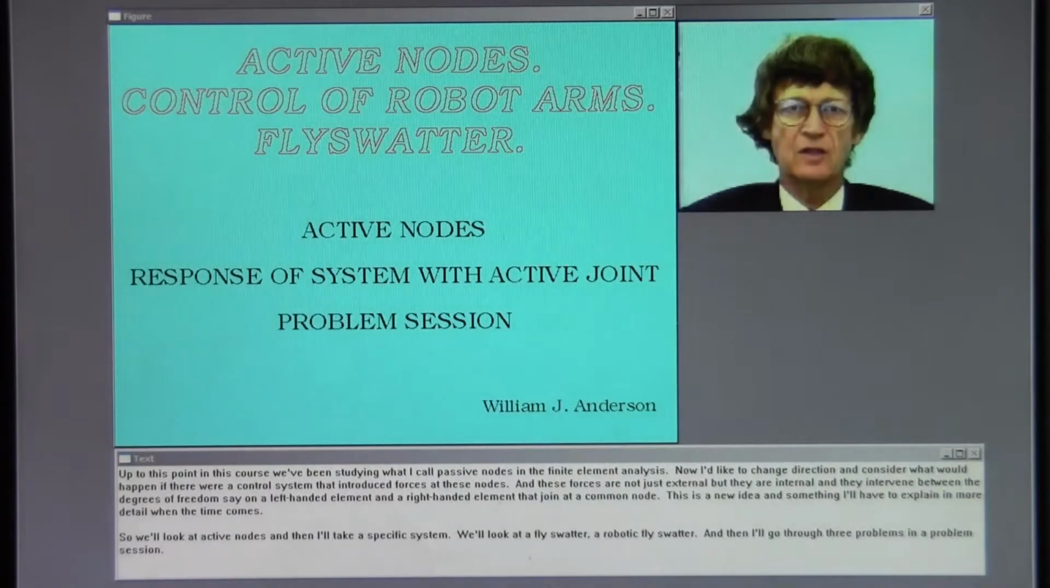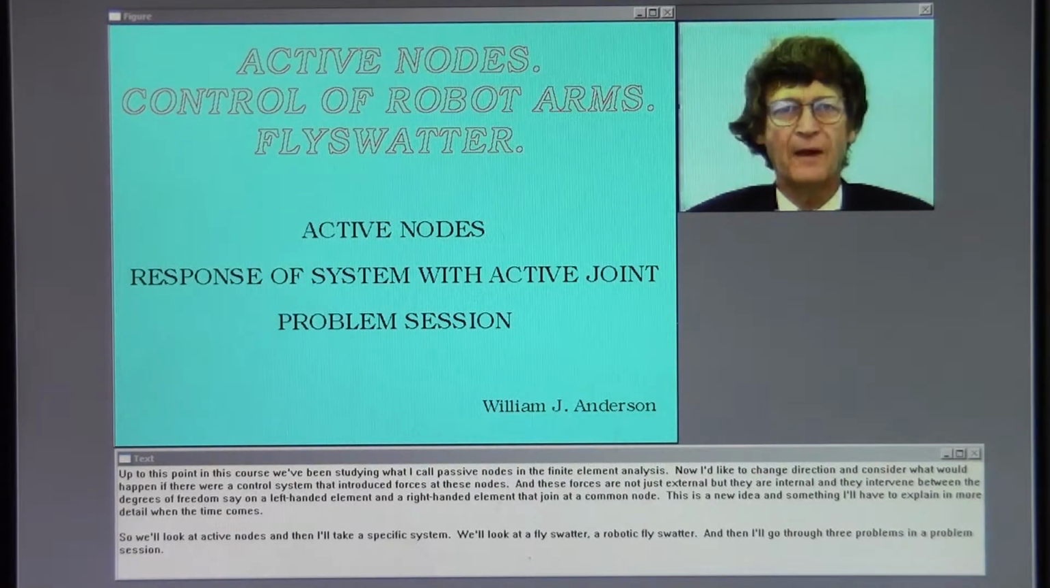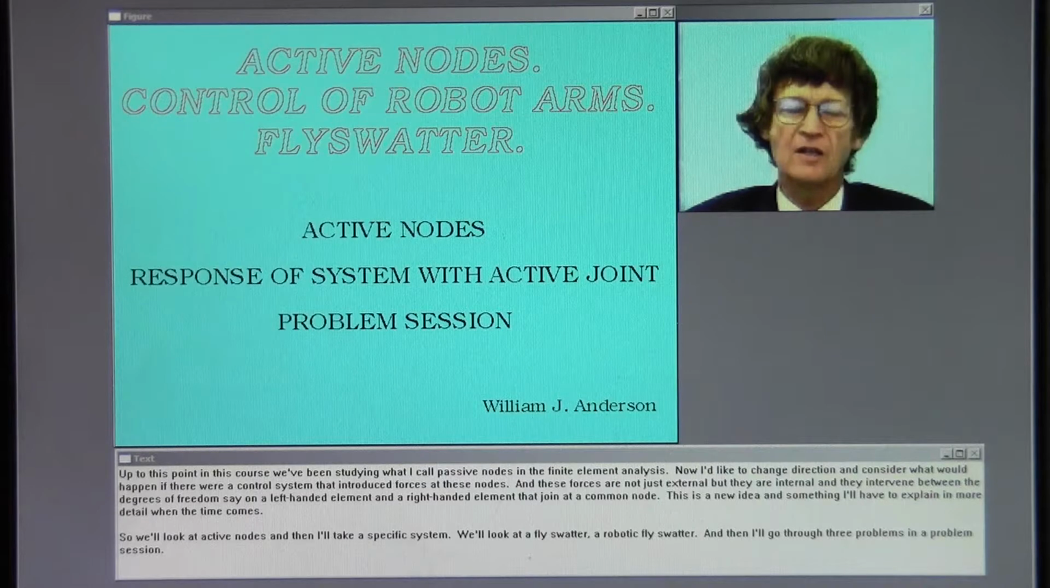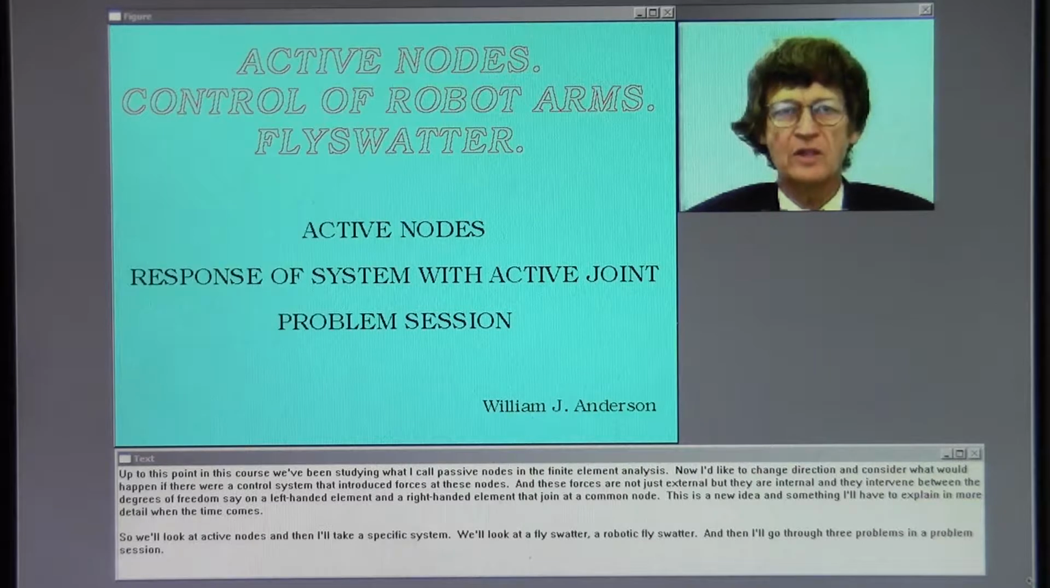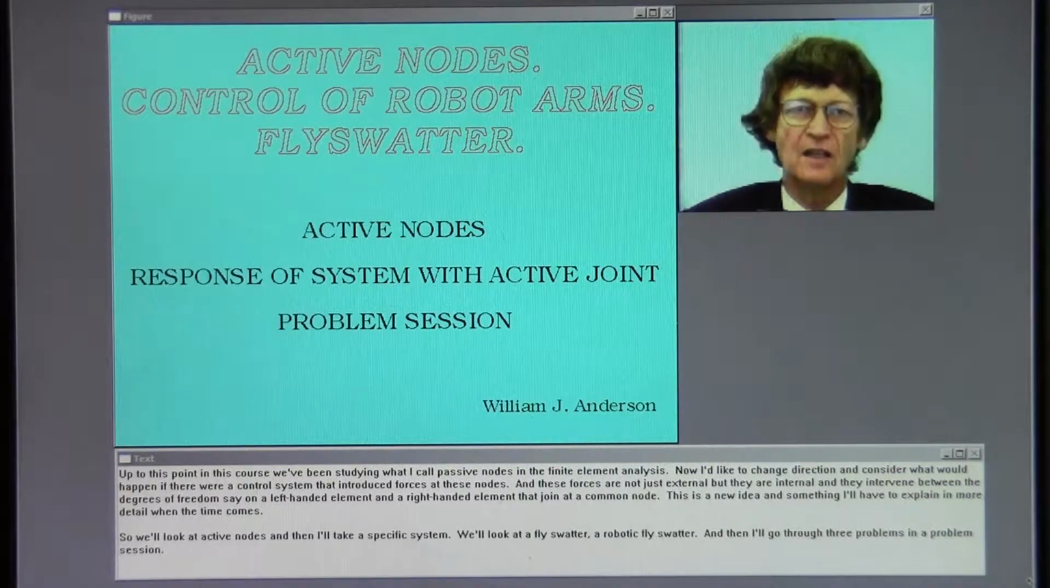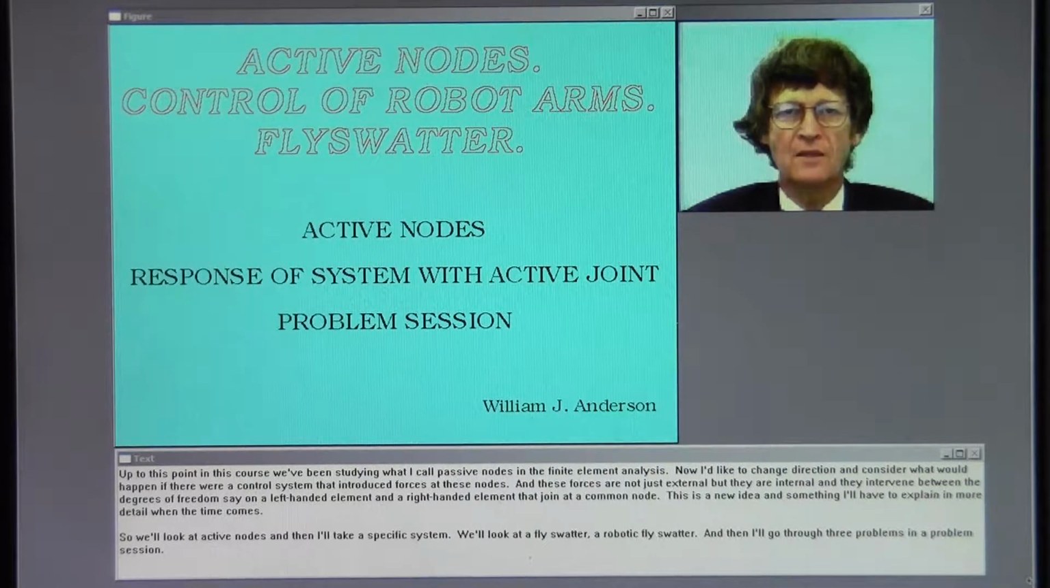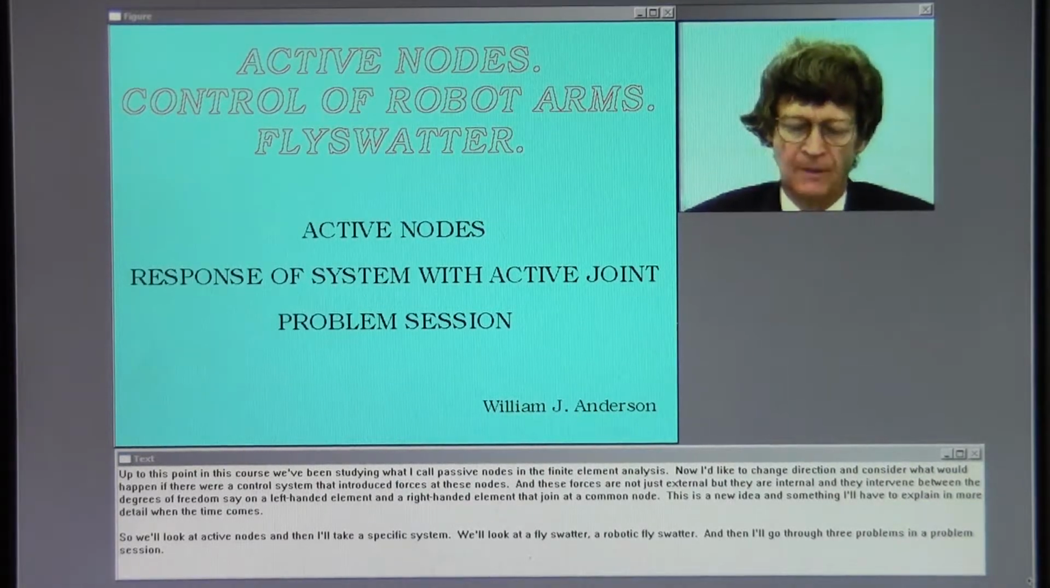Up to this point in this course, we've been studying what I call passive nodes in the finite element analysis. Now I'd like to change direction and consider what would happen if there were a control system that introduced forces at these nodes. And these forces are not just external, but they are internal, and they intervene between the degrees of freedom, say on a left-handed element and a right-handed element that join at a common node. This is a new idea and something I'll have to explain in more detail when the time comes.